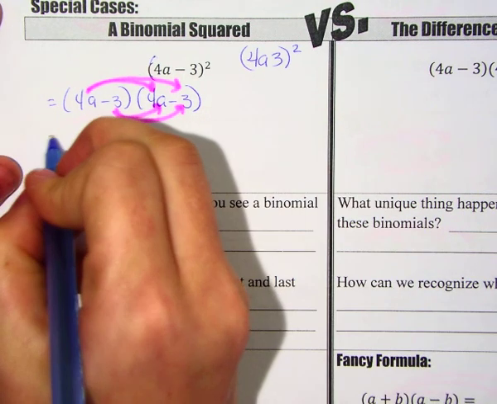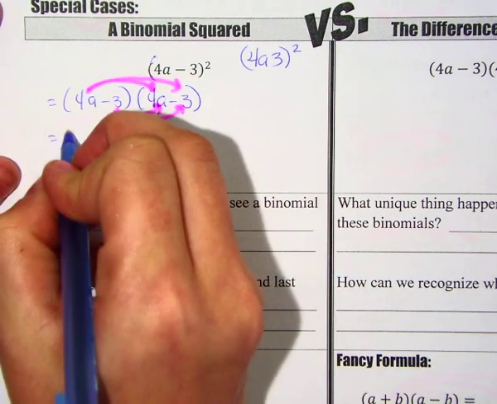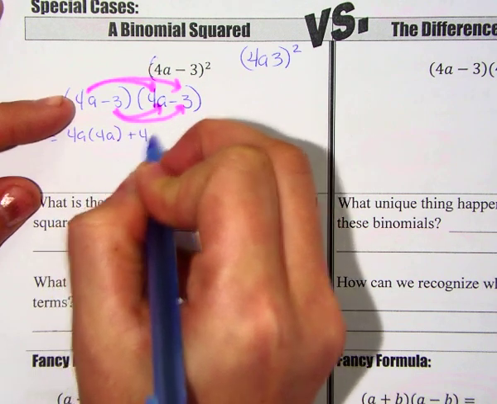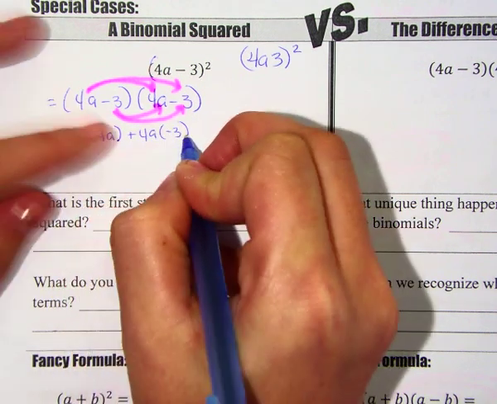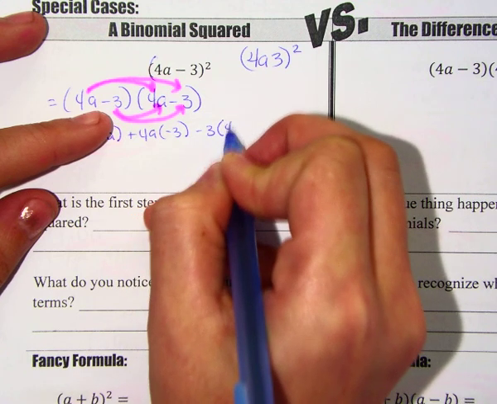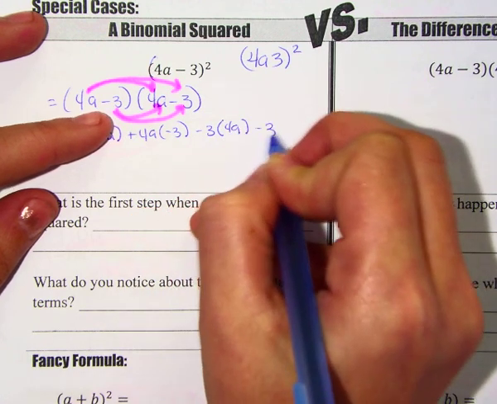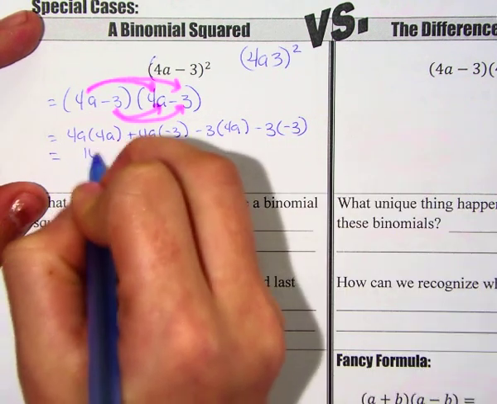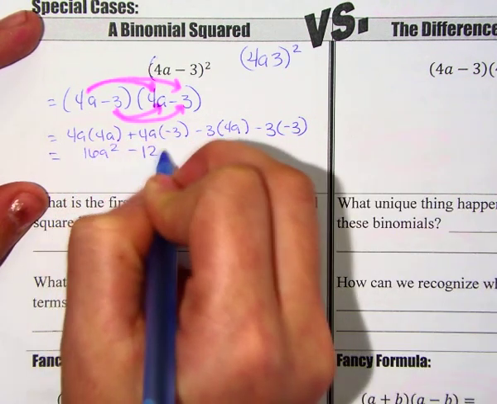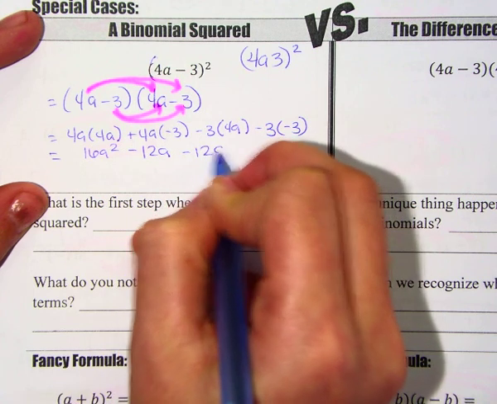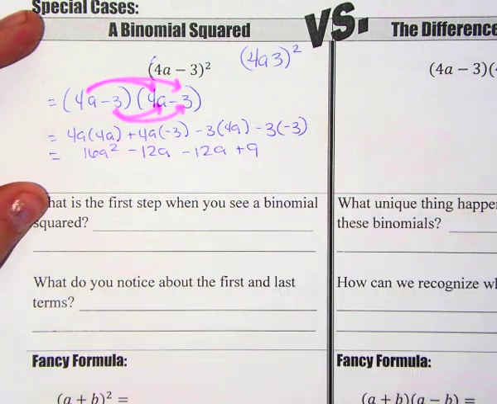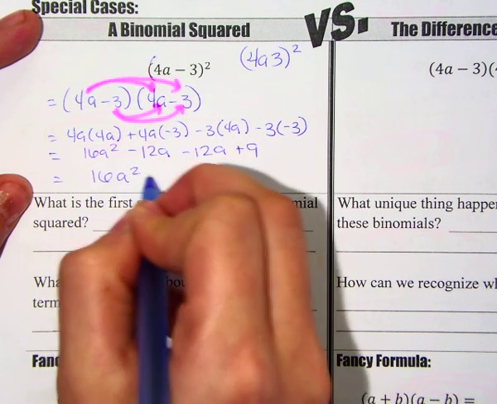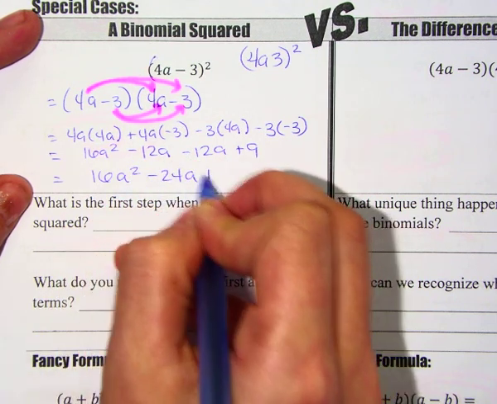So this will be 4a times 4a, 4a times negative 3, negative 3 times 4a, negative 3 times negative 3. Simplified, this is 16a squared minus 12a minus 12a plus 9, which simplifies to 16a squared minus 24a plus 9.